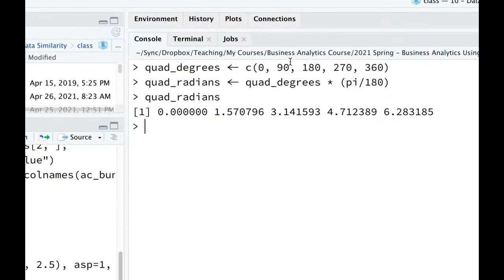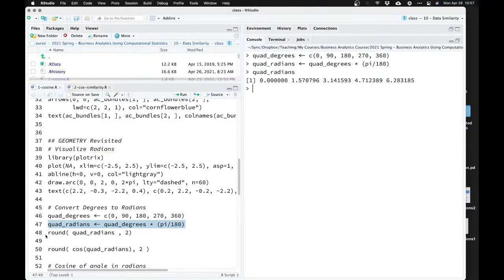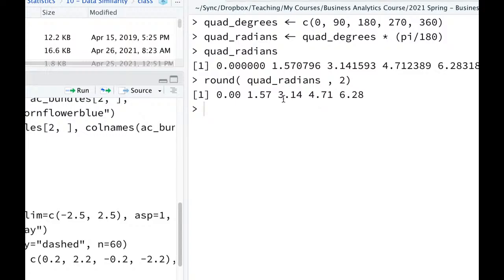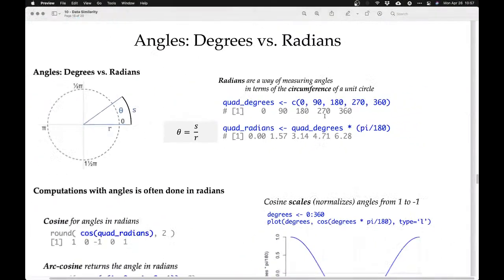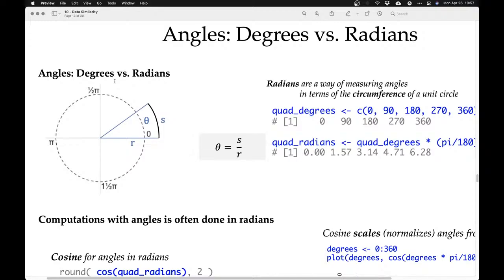Let me round this to 2 decimal places so it's easier to read. So 0, 90, 180, 270, 360. In radians, it's 0, 1.57. Aha, I know this number, 3.14. That's pi. That's 180 degrees. 270 degrees is 4.71. 6.28 is 360 degrees, 0 again. 2 pi. So I just wanted to give you a quick reminder of radians.